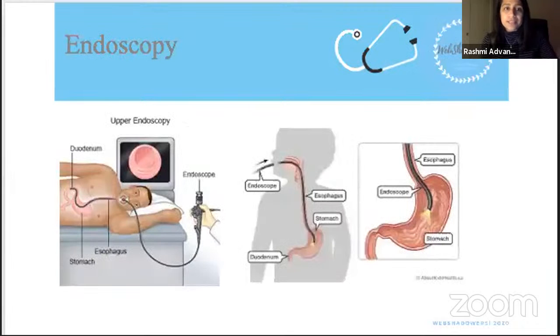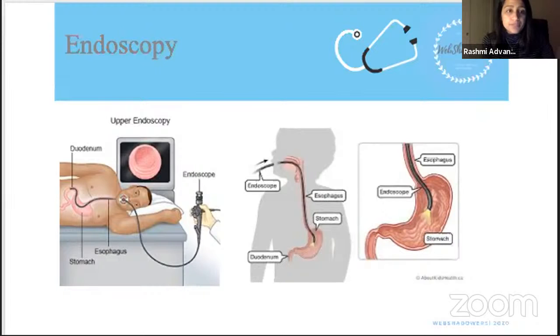Okay, so endoscopy. The reason why I wanted to show you this slide is because when I was in your shoes, even as a medical student, and to some degree even as an internal medicine resident, I didn't have a clear picture of what an endoscopy was, how it looked, and what the setup was. So I just wanted to show you some pictures so you have an idea of exactly what we do and how we do it.